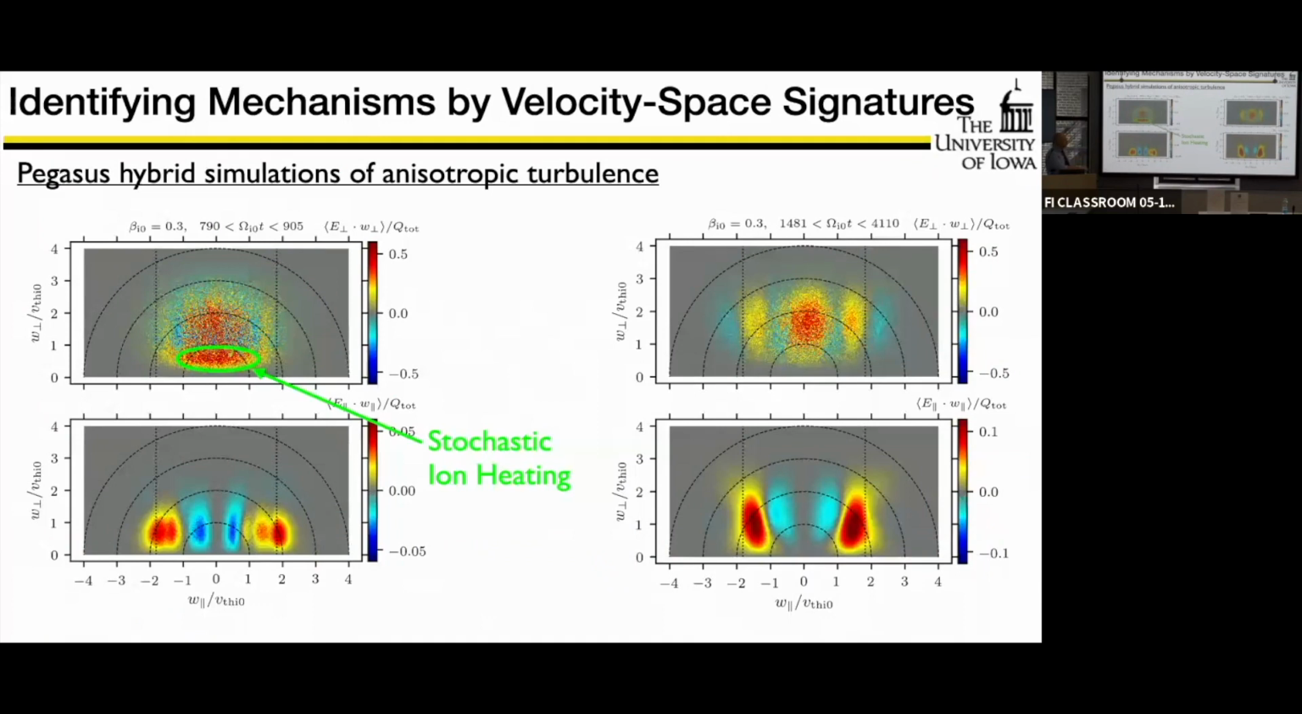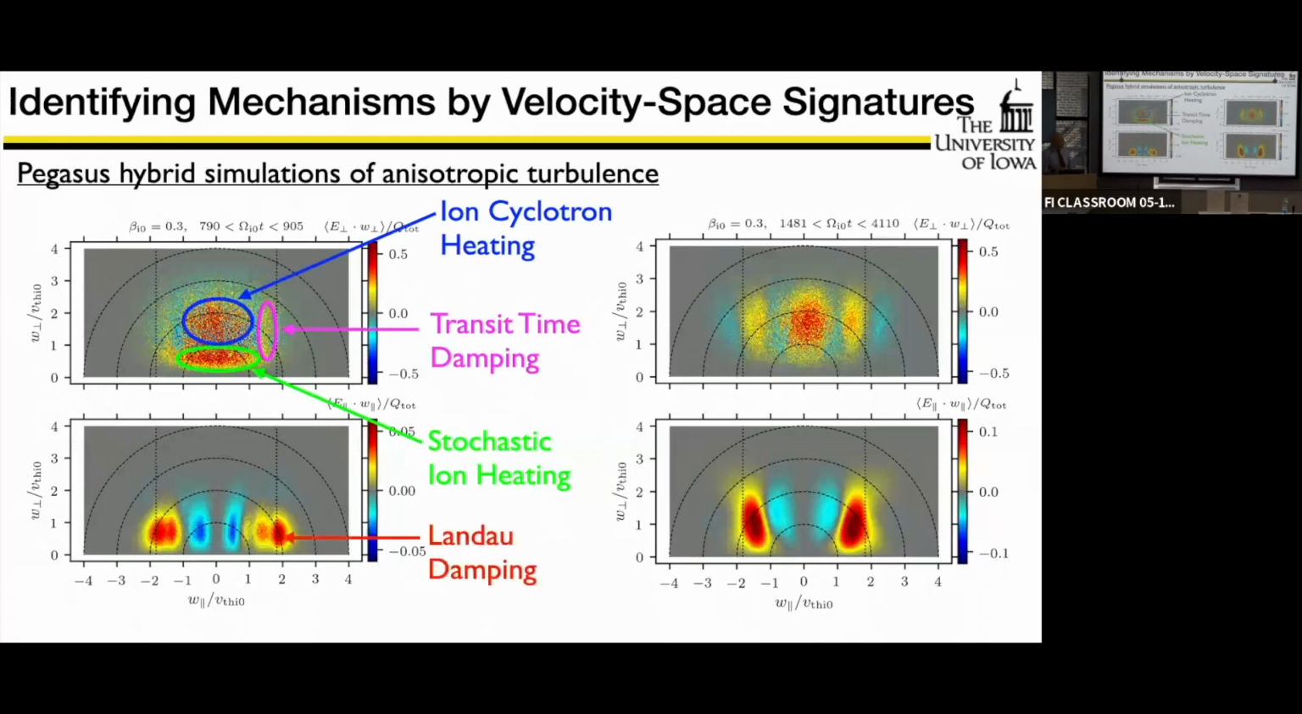And this was early in the simulation, and this was later in the simulation. Later in the simulation, the core of the distribution flattens and the stochastic heating shuts off, and it's just gone, completely gone, okay? Up here, this segment here is actually ion cyclotron heating. It's in the same place as that other ion cyclotron case I showed, and that's still operating late time in the simulation. And then there's also this sort of vertical bar, which is actually even more apparent here, which is the signature of transit time damping. And then in the parallel case, you can actually see the signature of Landau damping as well. So you actually see 4 different mechanisms happening all in the same simulation.